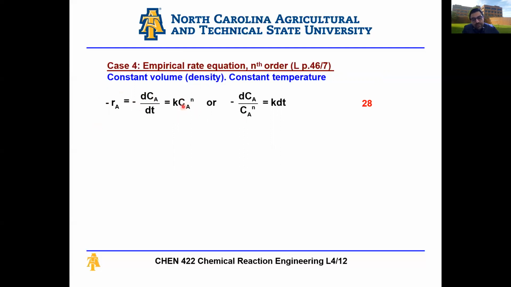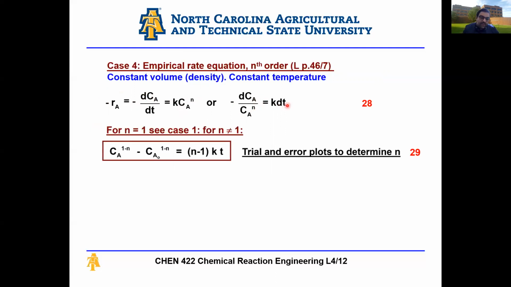So if I separate my variables, I move this here, move this here, I get dCA divided by CA to the power n is equal to k dt. And if you integrate it, you get this expression, right? And when using this expression, you have to be careful. For first order reactions where n equals 1, you need to use case 1. You don't use this equation at all. If n is not equal to 1, then we need to use this expression and we do a set of trial and error until we find the value of n which matches our experimental data. Okay, this is important to know.